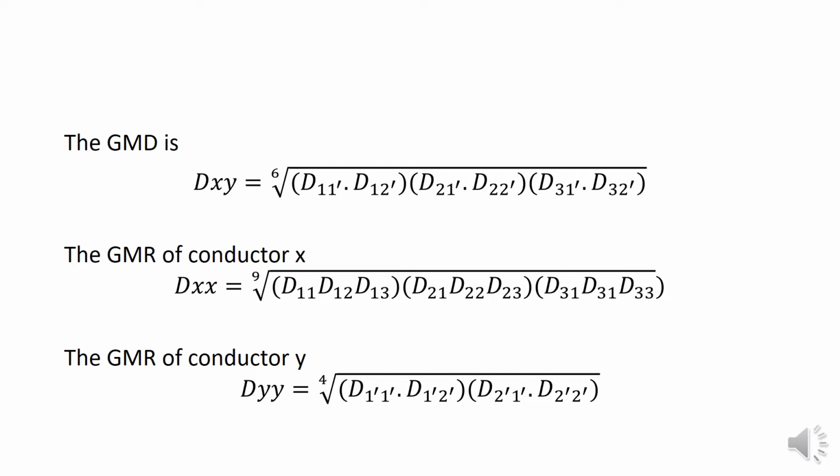Okay, multiply D22 dash, the distance between 2 and 2 dash, multiply D31 dash, distance between 3 and 1 dash, D32 dash, distance between 3 and 2 dash. Okay, so you can see D11 dash, D12 dash, D21 dash, D22 dash, D31 dash, D32 dash, right?